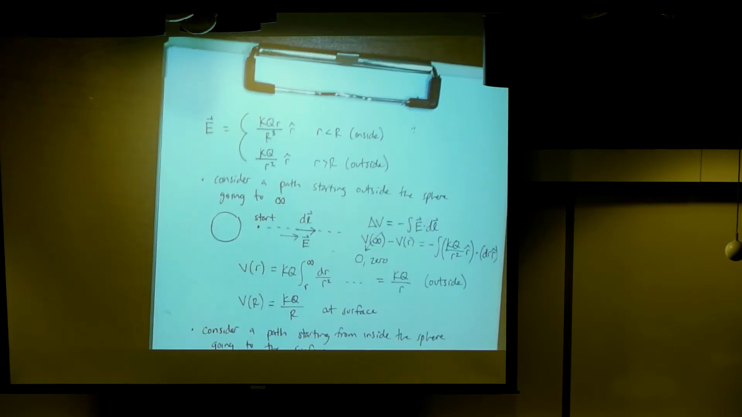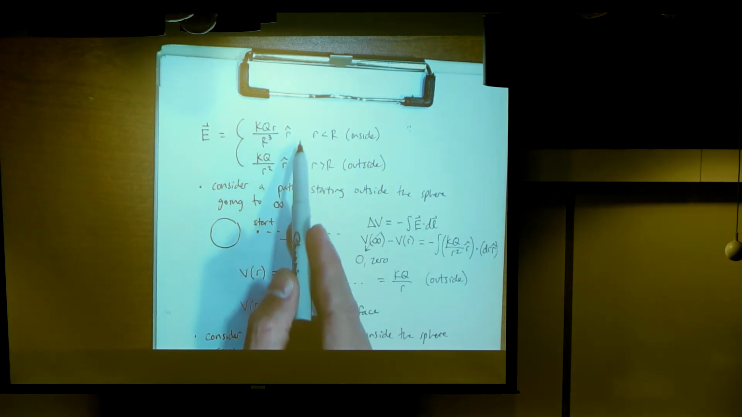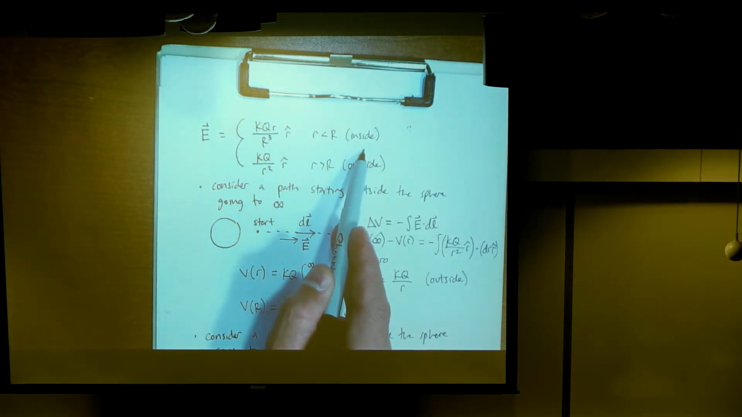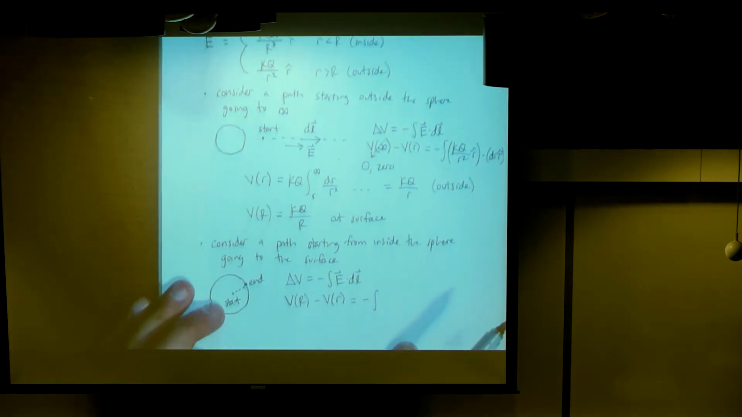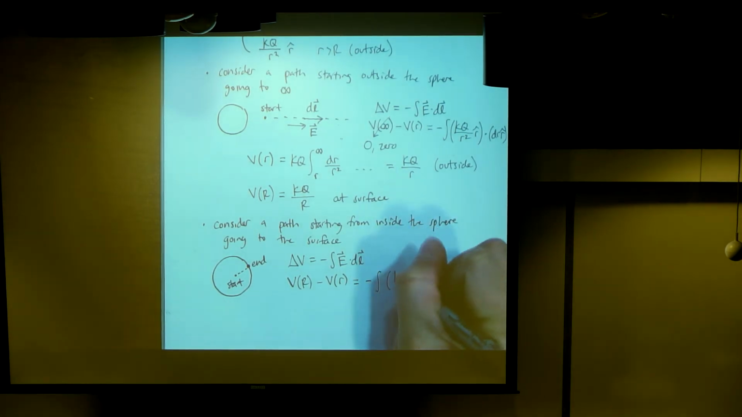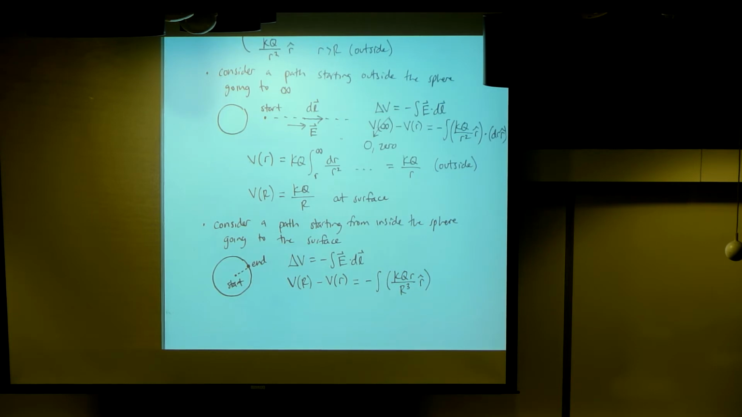But now let's think about it. We have to choose the right E expression. We want to use the expression that's valid when we're inside the sphere. Okay, that's this one. So I'm going to write this one down. Okay, we have K times Q times small r divided by big R cubed, R hat, that's the E field inside of the sphere. We dot that with dl, which is dr times r hat. Okay? So now let's see what we can do with this.